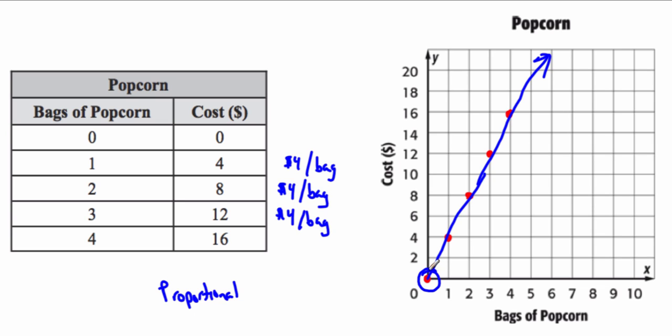But the graph, if we already have it graphed for us, makes it a nice quick visual. Is it a straight line? Does it pass through the origin? If we know that's the case, we would get the same information we would get from doing the unit rates. We would know that it is a proportional relationship.